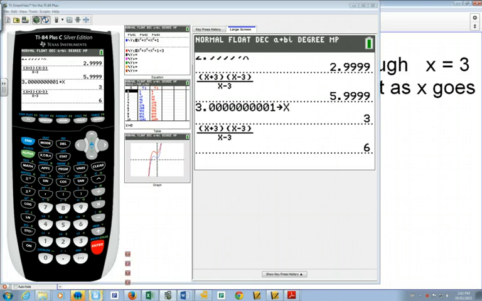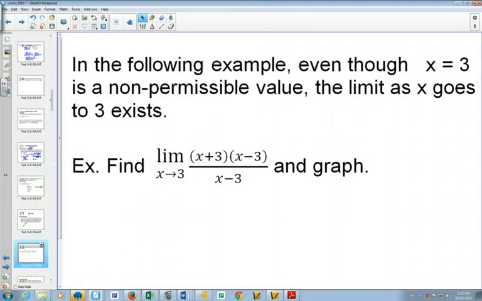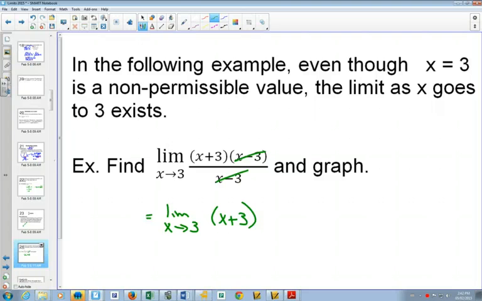Mathematically, it's actually a quite easy process for this question. You can see that the x minus 3's cancel out. And once they cancel out, we would write, and we'd have to rewrite, limit as x goes to 3. All we're left with is x plus 3. Now there isn't a problem plugging in 3. And so now if I do plug in 3 for x, I just get 3 plus 3, which is equal to 6.